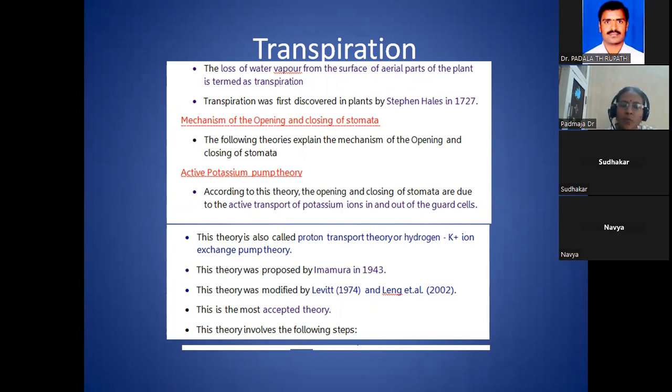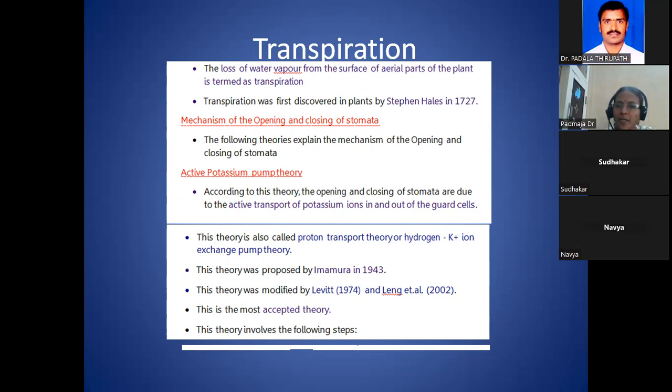The first one is the active potassium pump theory. This theory was proposed by Imamura in 1943, and it was modified by Levitt and Lech et al., a group of scientists, in 2002. This is the most accepted theory. According to this theory, the opening and closing of stomata are due to active transport of potassium ions in and out of the guard cells, that means the entering and the getting out of potassium ions from the guard cells. This theory is called the potassium proton transport theory or hydrogen K plus ion exchange pump theory.